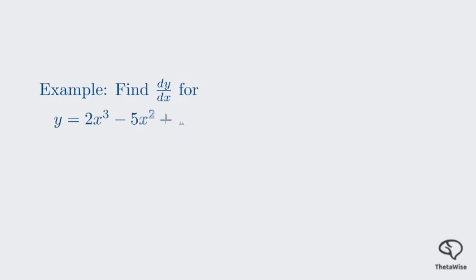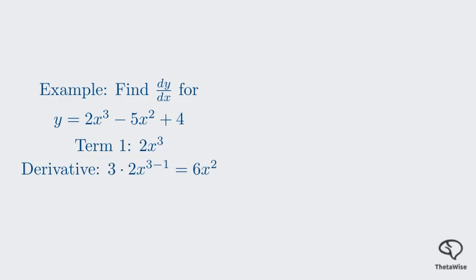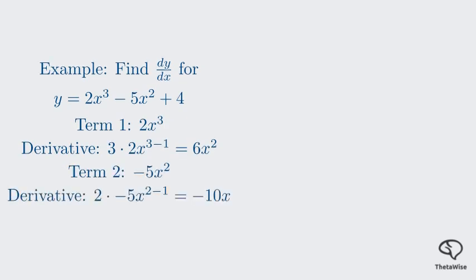Let's look at a worked example. Find dy by dx for y equals 2x cubed minus 5x squared plus 4. We will process this three-term expression term by term from left to right. For the first term, 2x cubed, we multiply 2 by 3 and decrease the power by 1, giving us 6x squared. For the second term, minus 5x squared, keep the minus sign. 2 times 5 is 10, and the power drops to 1. We just write this as minus 10x.